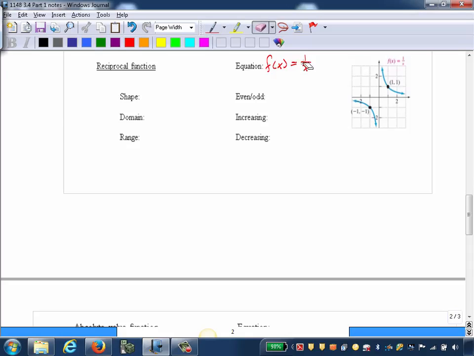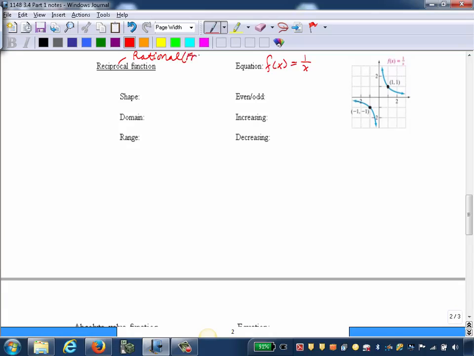Now this type of function, when the variable's in the denominator like this, is a rational function. Rational is another way of saying fractional. We're going to study this whole class of functions, not just 1 over x, later in the course. So we're not going to get into too much detail for now. Just know the general shape here is this.